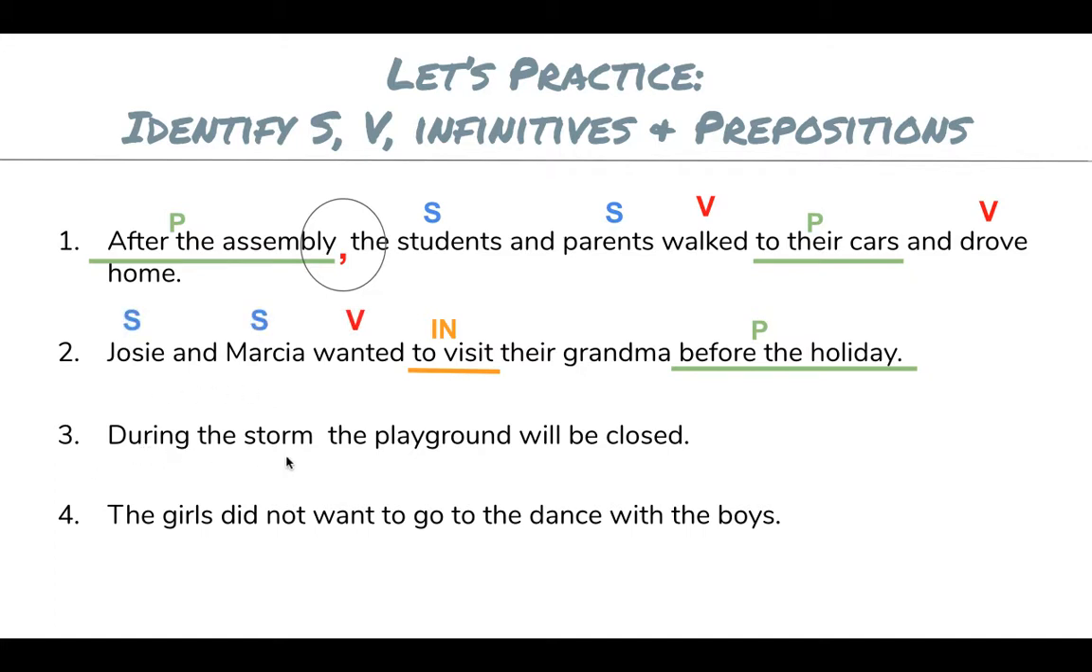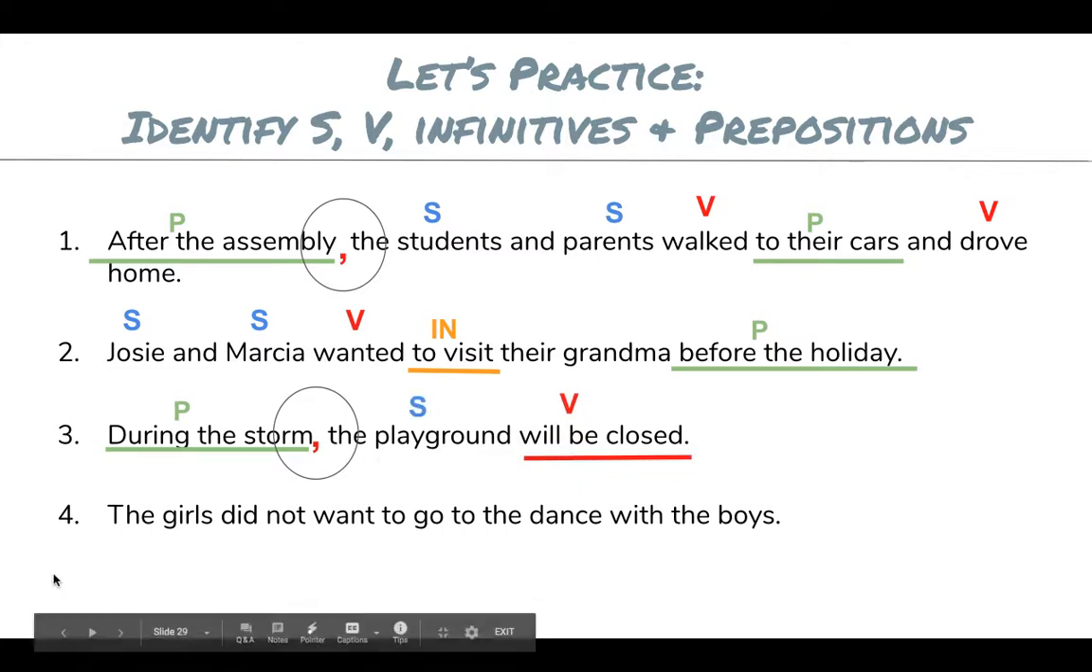Number 3, during the storm, the playground will be closed. Do we see any infinitives? No, not in this sentence. What about prepositional phrases? There is one. During the storm, and because it comes at the beginning of the sentence, we want to make sure we add what? A comma. Good. Then we can find our verb or verb phrase. Will be closed. What will be closed? The playground.